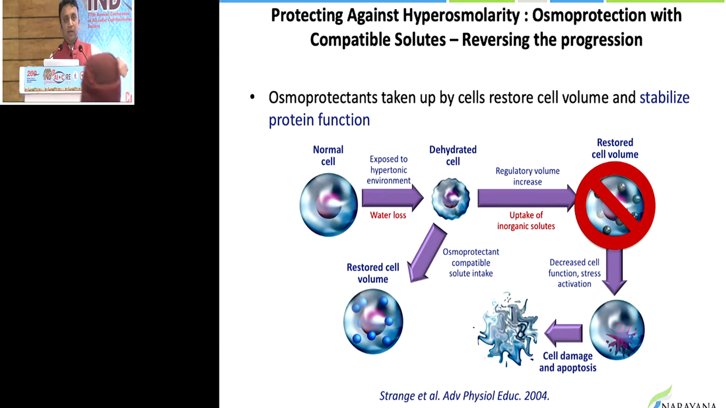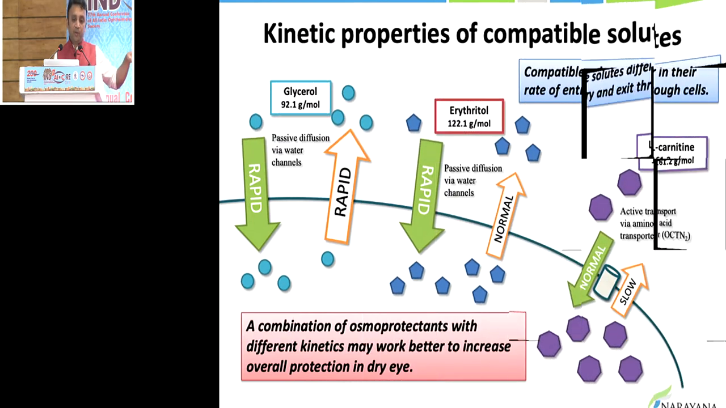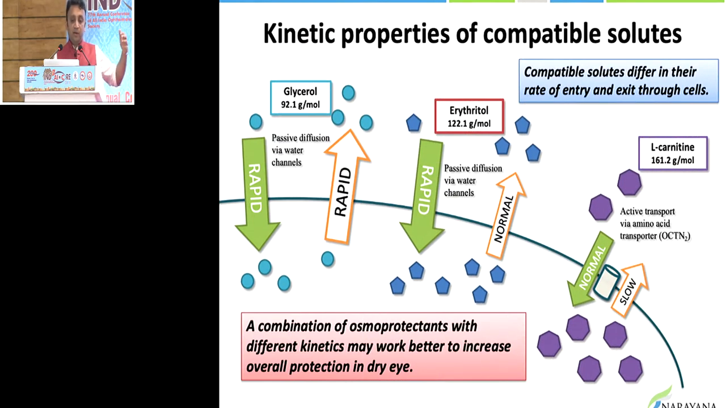So what we can do is have a way around this, and we can use certain molecules which are osmoprotectants. There are various molecules, like smaller molecules such as glycerol. They go easily inside the cell and can come out also easily, so it can rapidly go inside but rapidly come out also. Erythritol goes in rapidly but comes out a little slowly, and L-carnitine goes in with active transport, so a little slowly, and comes out also a little slowly. So when you combine all of them together, it can work for a little longer time.